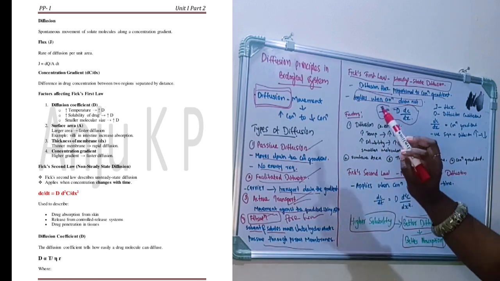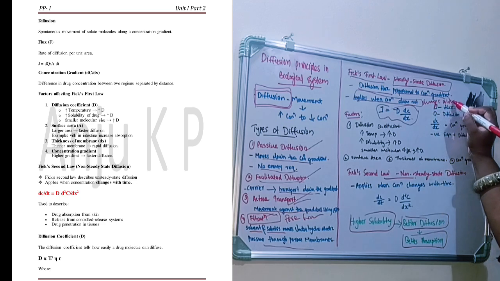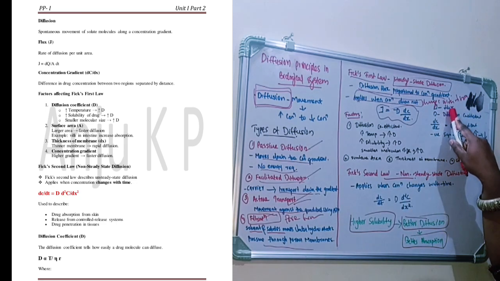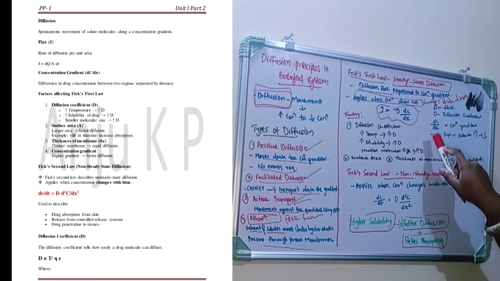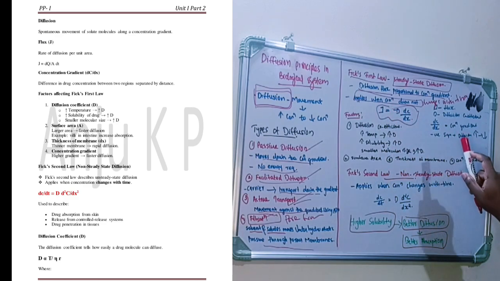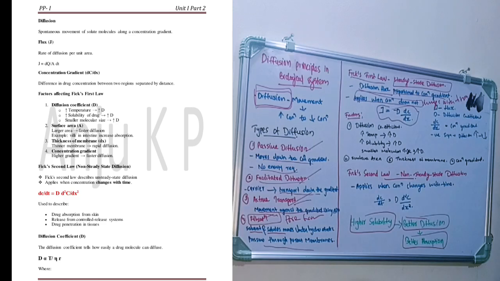It applies when concentration does not change with time. Here J is the flux, D is the diffusion coefficient, dC/dx is the concentration gradient, and the negative sign indicates movement of molecules from higher concentration to lower concentration.